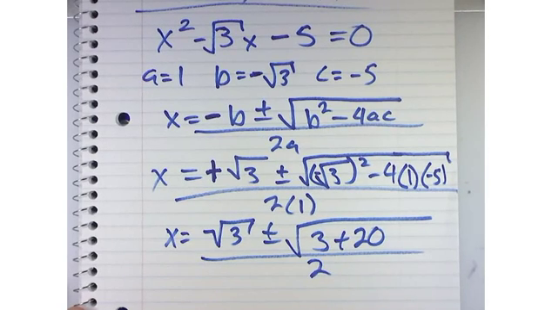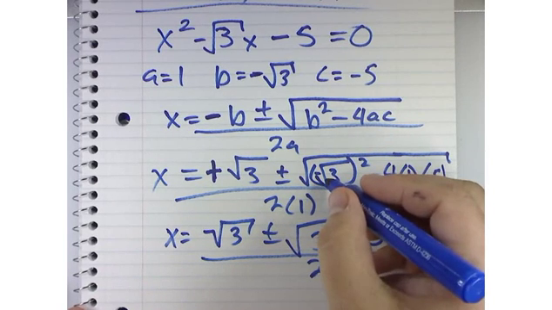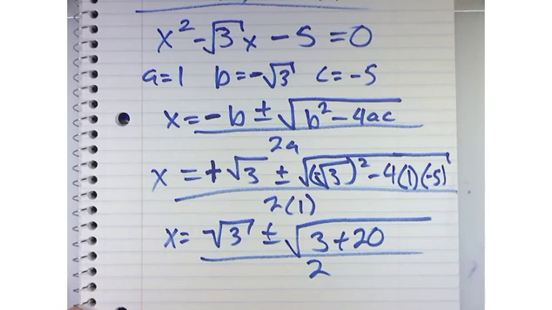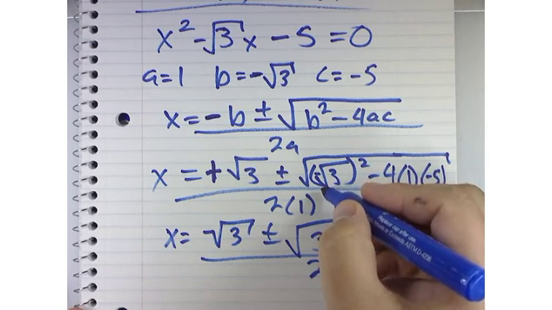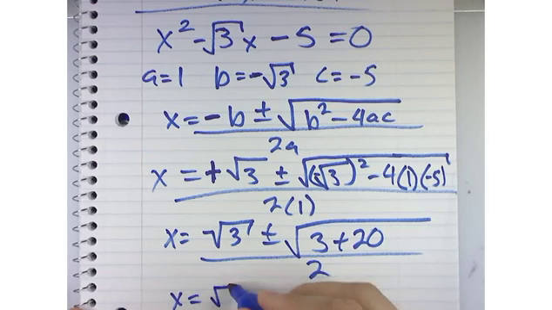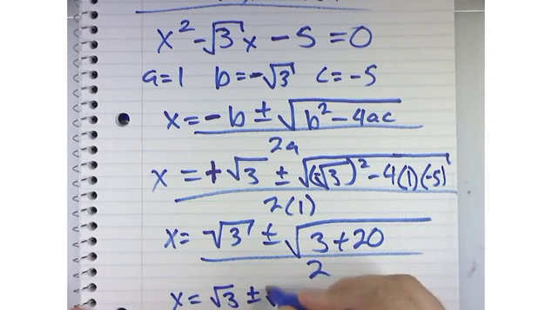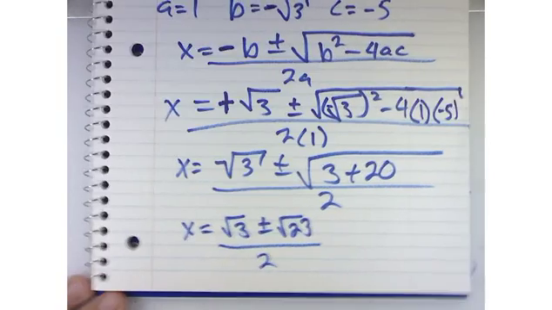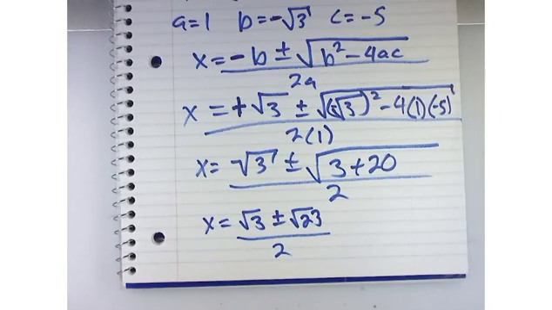I was talking about the one in the square root. This is the negative root 3 times the negative root 3. Well, the negatives will cancel, so it becomes positive. So then we have x is equal to the square root of 3 plus or minus the square root of 23 all over 2.